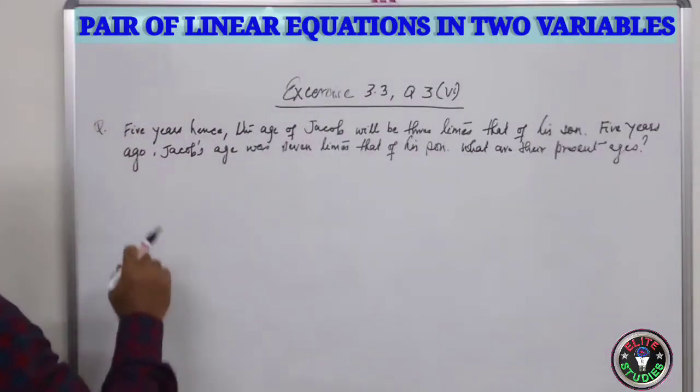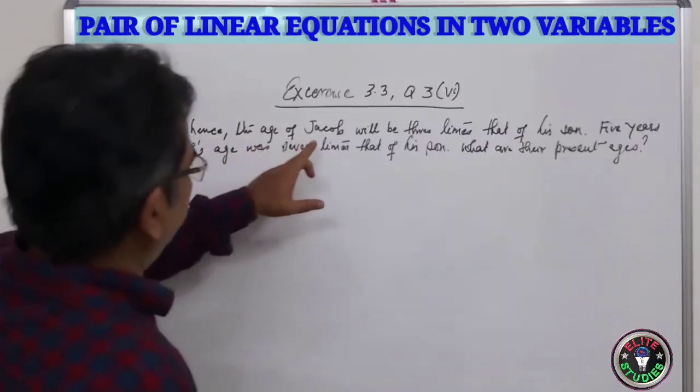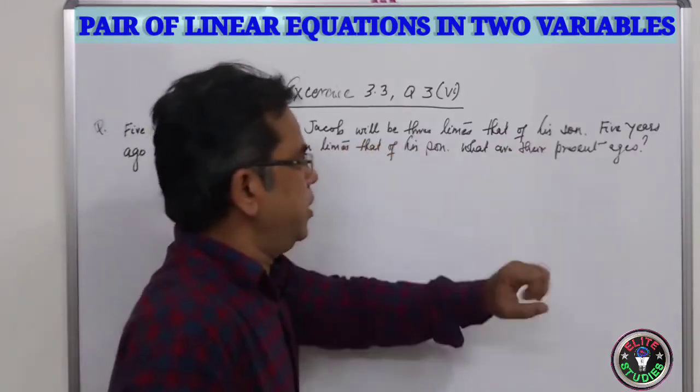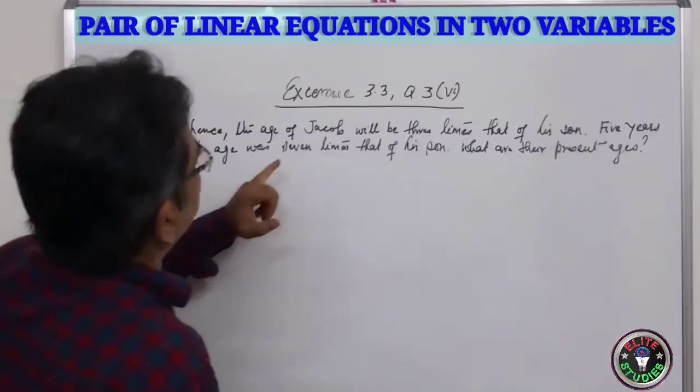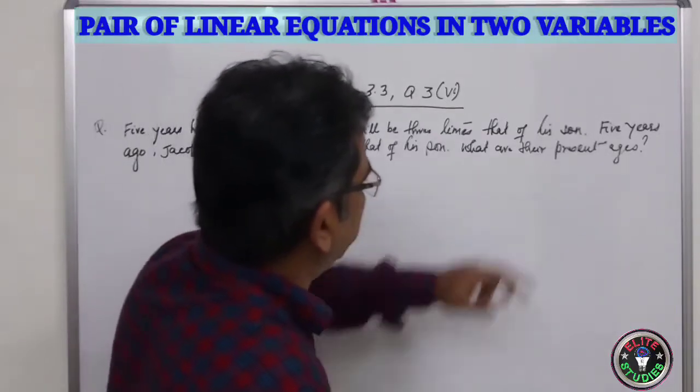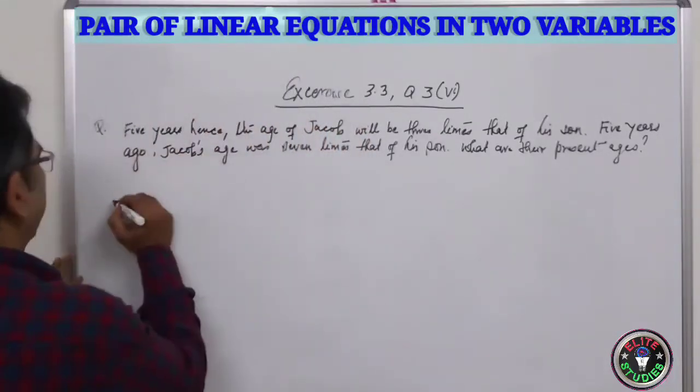This next question. 5 years hence, the age of Jacob will be 3 times that of his son. 5 years ago, Jacob's age was 7 times that of his son. Now, what are their present ages? Solution.